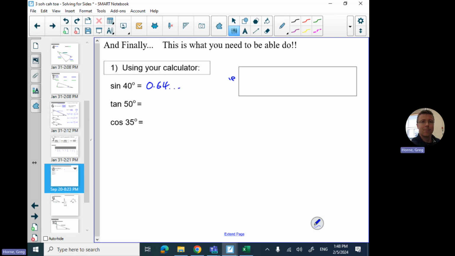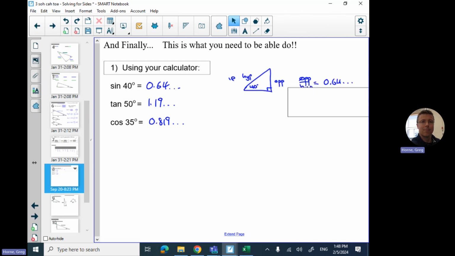So tan of 50, and cos of 35. I'll just run these numbers so you know if you're doing calculator work right. Cos of 35 is 0.819. So 0.81, I'll do the 9 as well, just to not be misleading, so you know you got the right number.